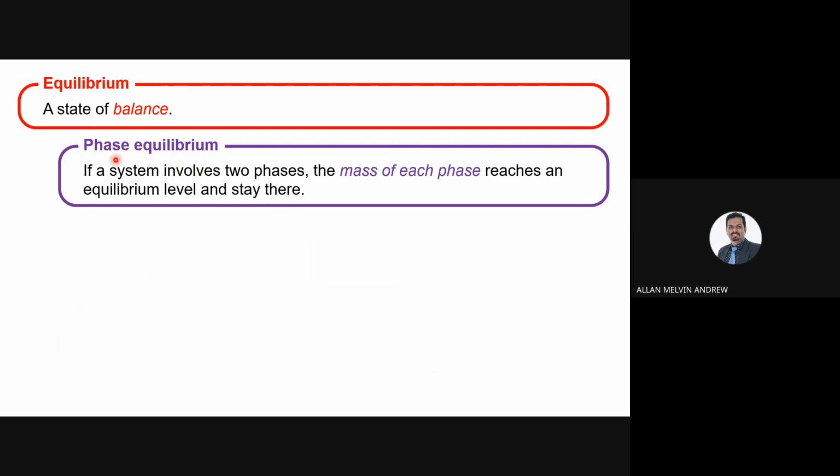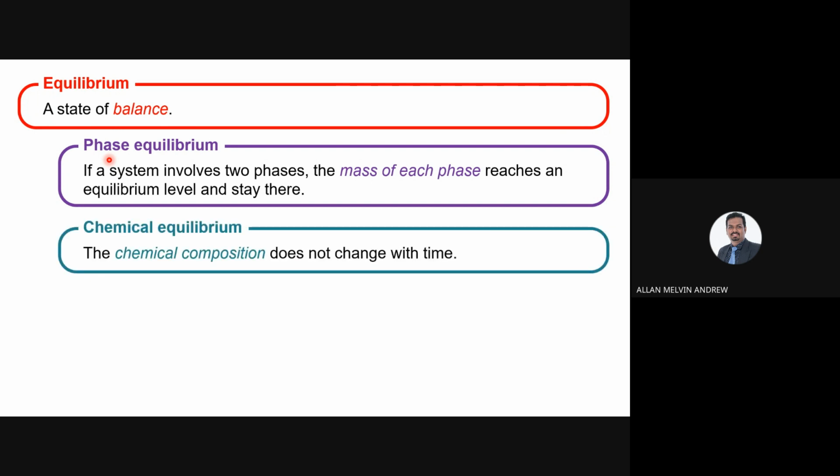Phase, follow the name, so it's related to the mass in the phase. Phase one and phase two must have an equal or balanced mass. Then we can say that it has reached phase equilibrium. So that's another type of equilibrium also.